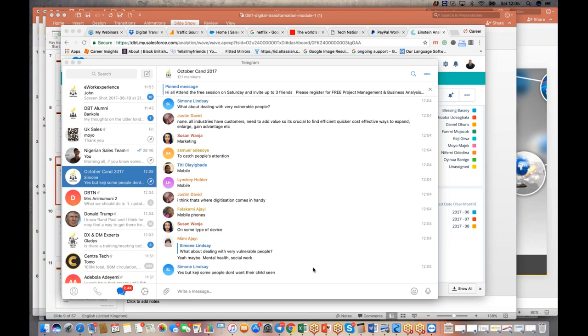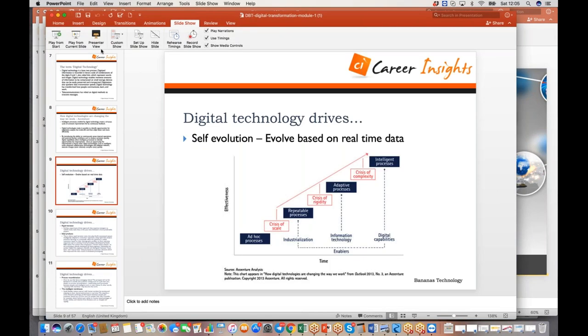I hope it's making sense. So digitization cuts across all sectors. Now, if that is what is driving investment and projects, like I showed you earlier, that they are spending billions on digitization in the UK alone, not worldwide, then that means that they will have to create projects. Am I right?